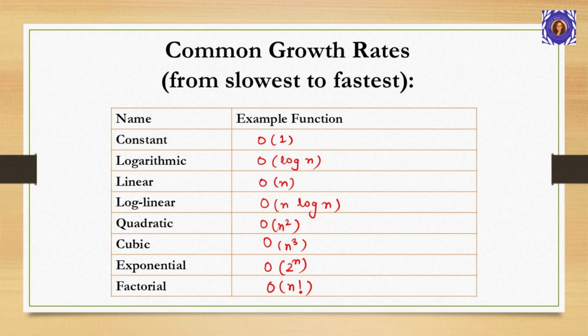Quadratic, O(n²). These involve nested loops over the input. Bubble sort, selection sort, and naive matrix multiplication are examples. Cubic, O(n³). Even worse, often involving triple nested loops.